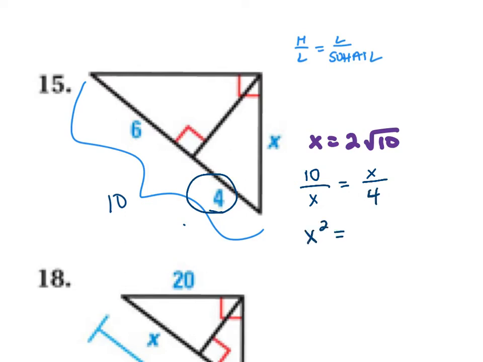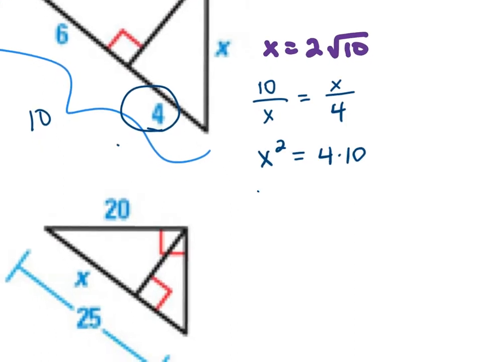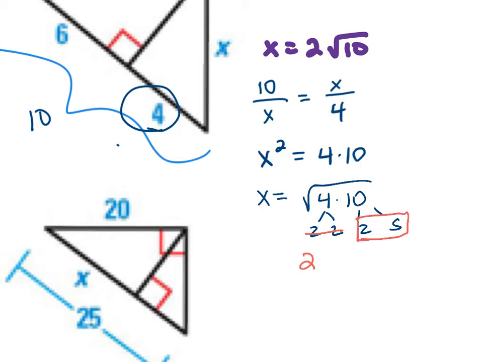Cross multiply, and I get x squared equals 4 times 10. I could go through the work of multiplying that out, but I'm just going to end up breaking it down again, so I like to keep it separate. X is going to equal the square root of 4 times 10. 4 being 2 and 2, 10 being 2 and 5. There's 1 pair of 2s that's going to go to the outside, and then the 2 and the 5 that don't have a match are going to stay underneath your radical to give you the 2 root 10.